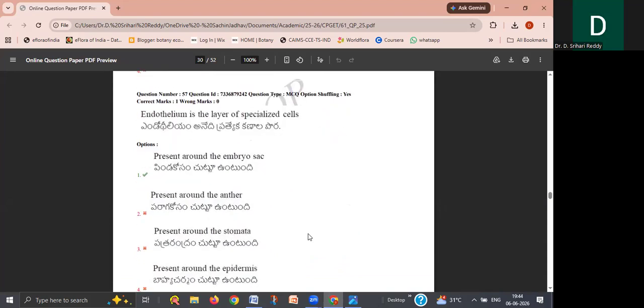And the last question here: endothelium is the layer of specialized cells. Where do we find endothelium? Usually we find endothelium surrounding the embryo sac in the ovule. There is a thin layer surrounding the embryo sac that is called endothelium. It is a very important question because usually it is not discussed in the normal materials and textbooks. So you should remember this one.